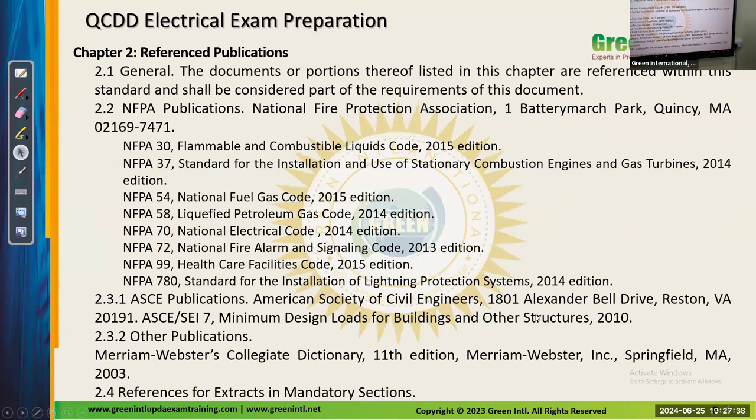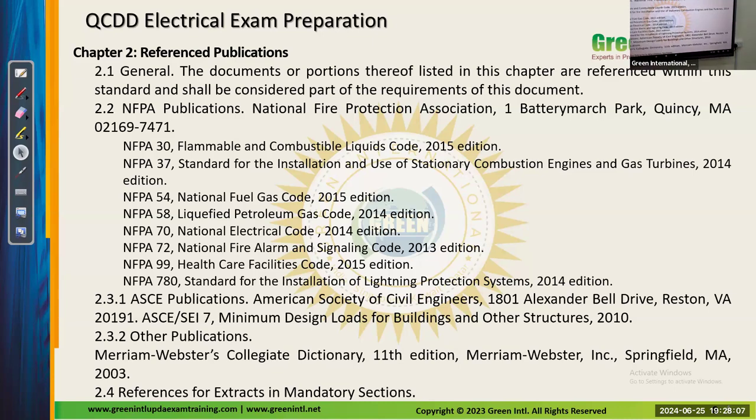Chapter 2. In chapter 1 we didn't have many questions, just definitions. In chapter 2, as I told in the previous class, in the referenced publications, throughout the standard they may refer to some other NFPA standards, some UL listings and other agencies. All of these we can find in these standards.